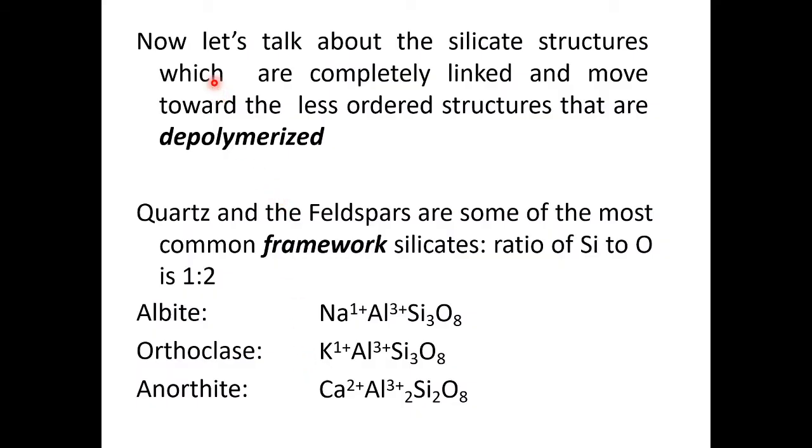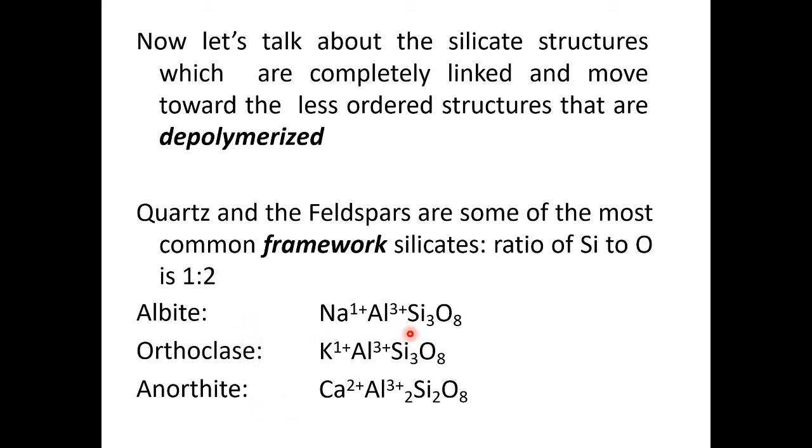Now, because we have talked about the nesosilicates, sorosilicates, cyclosilicates, inosilicates, and now phyllosilicates, we can say that slowly and gradually we are going towards the complex structures. So structure complexity is increasing and the amount of oxygen sharing is increasing. Quartz and feldspars are some of the most common framework silicates, which have a silicon to oxygen ratio of 1:2. Examples are albite, orthoclase, and anorthite.